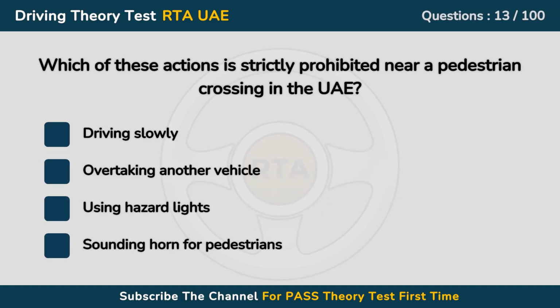Question 13. Which of these actions is strictly prohibited near a pedestrian crossing? A. Driving slowly. B. Overtaking another vehicle. C. Using hazard lights. D. Sounding horn for pedestrians?